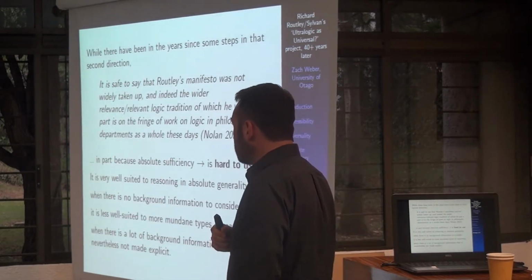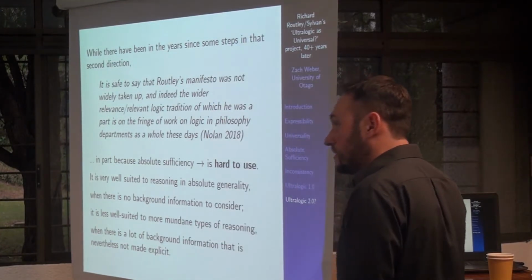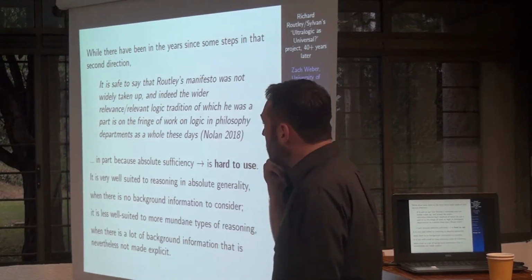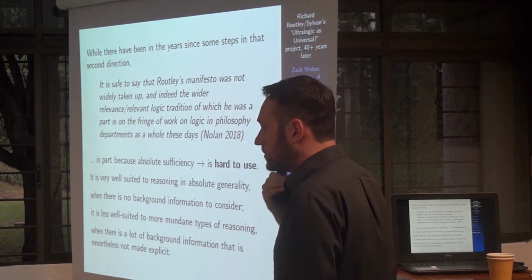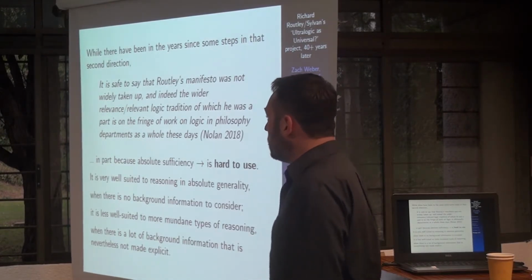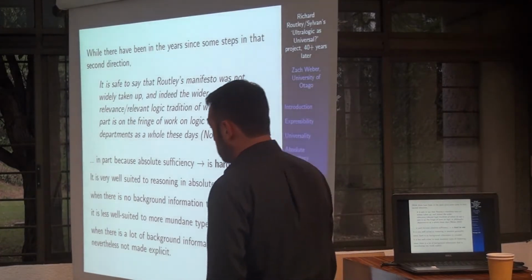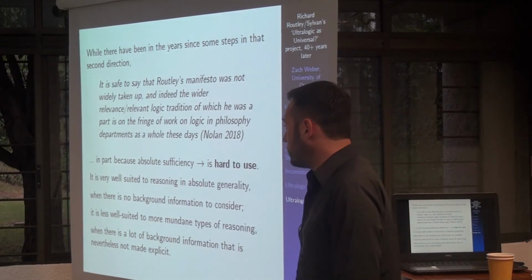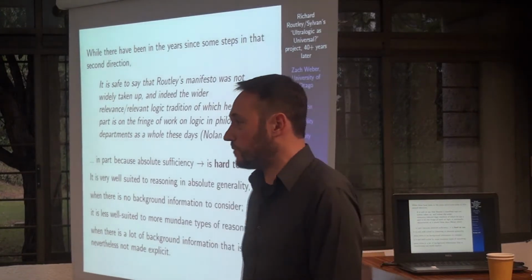And there have been some steps in that second direction, but it is safe to say, and here's Daniel Nolan in 2018, it is safe to say that this manifesto was not widely taken up. And indeed, so this is a very minor popularity contest point, but it still counts for something. And indeed, the wider relevant logic tradition is on the fringe of work on logic in philosophy departments as a whole these days. I think that's in part because, as any of you who have ever tried to use relevant arrows to do any mathematics, they're super hard to use.